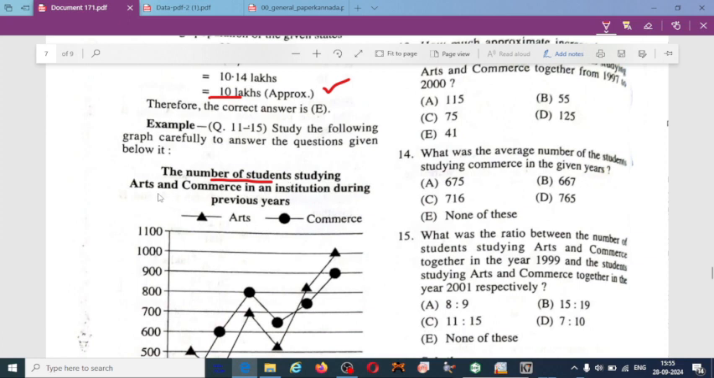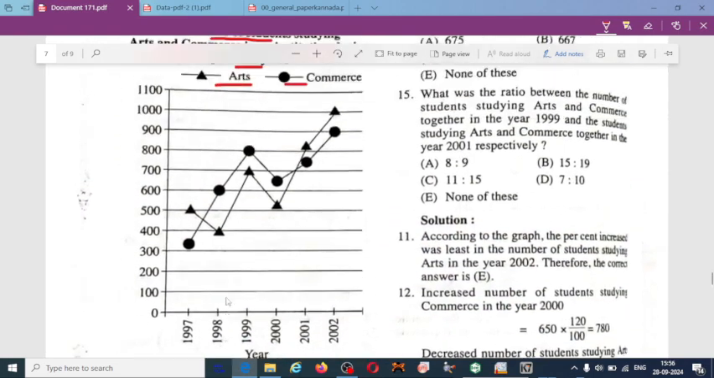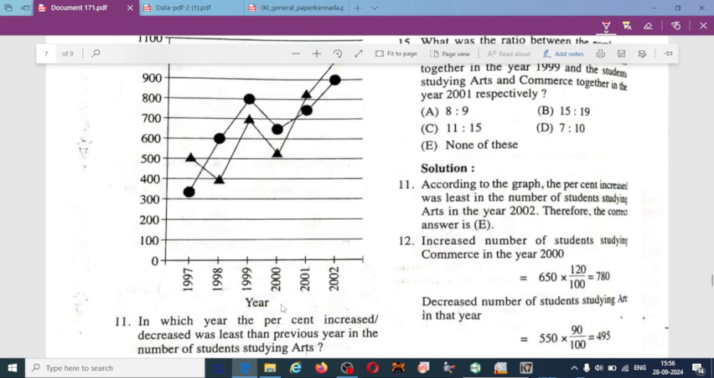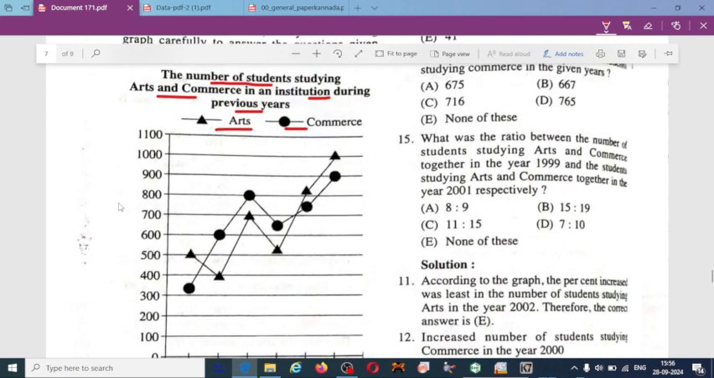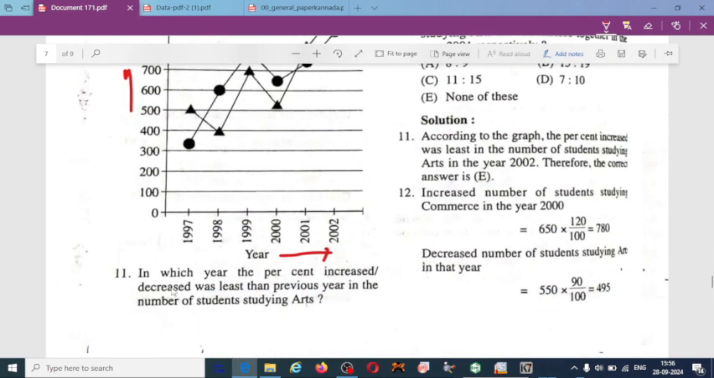Here, the number of students studying arts and commerce in an institution during the previous year. The arts students are denoted by the symbol triangle and commerce by circle. So this is how you can represent it in a line graph. First you can see in the given line graph the years and the arts or the commerce students studying. The graph is gradually increasing for both, but comparatively it is increasing. So let us deal with the questions. In which year was the percentage increase or decrease least compared to the previous year in the number of students studying arts?